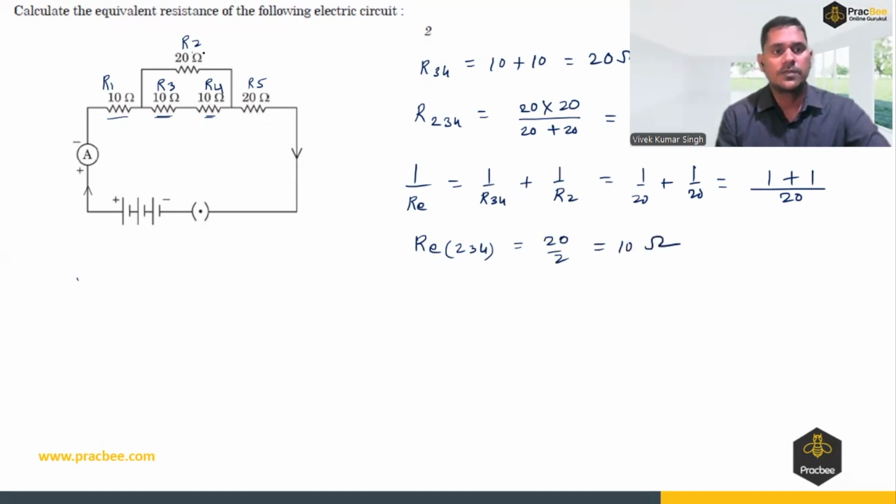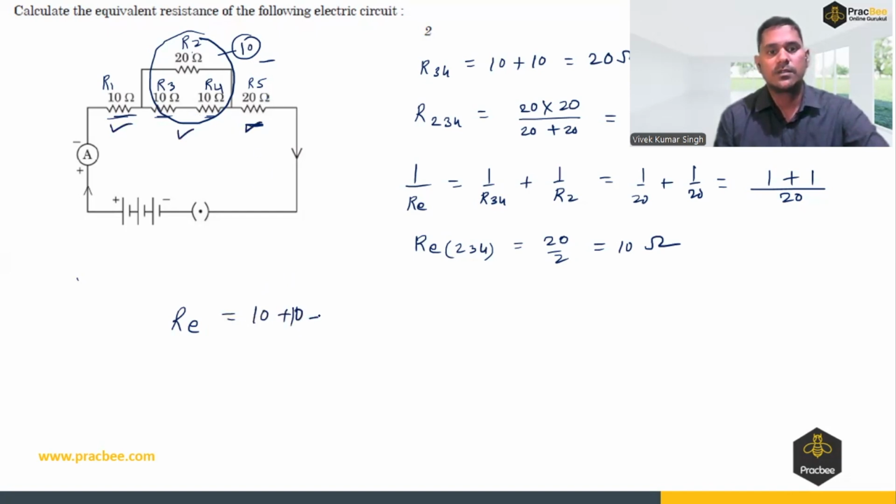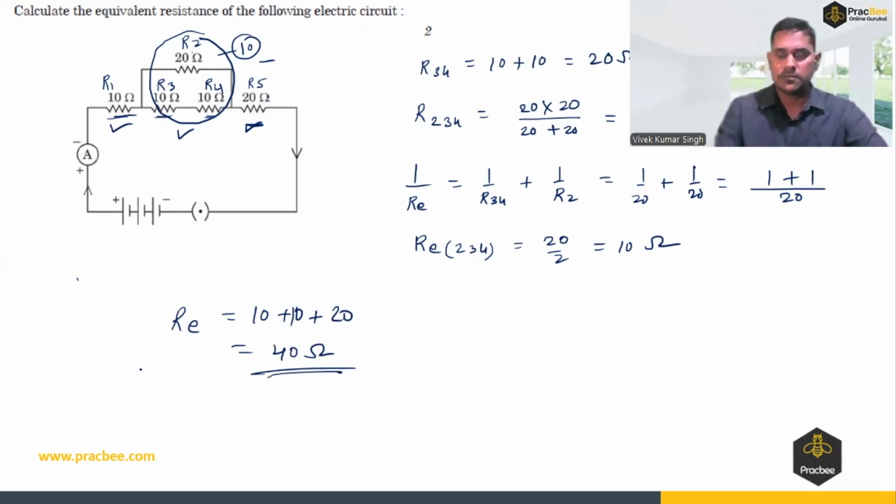Now this whole part of the circuit has an equivalent resistance of 10 ohm. Now this 10 ohm, this 10 ohm, and this 10 ohm are in series. So the total equivalent resistance is this 10, this 10, and this 20: 10 plus 10 plus 20, that is 40 ohm is the equivalent resistance. This is the answer we have.